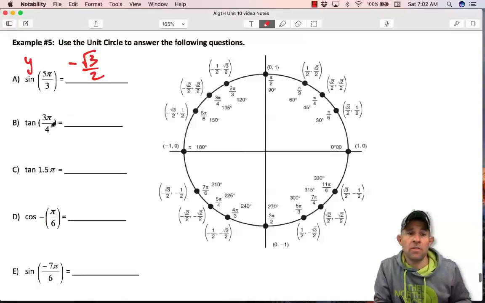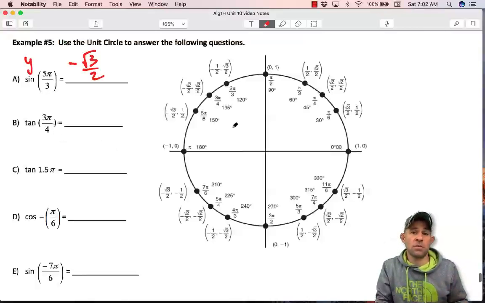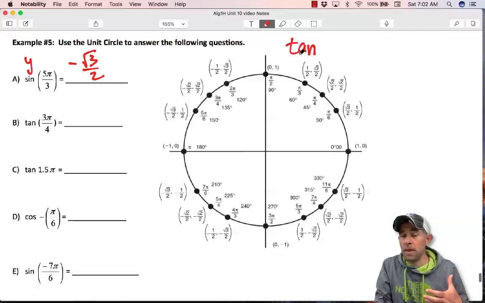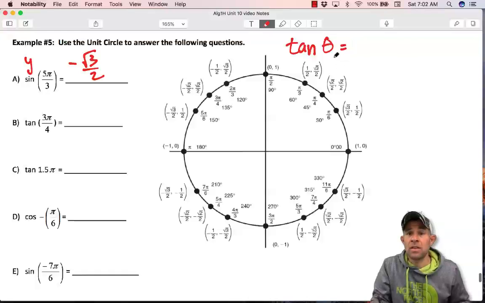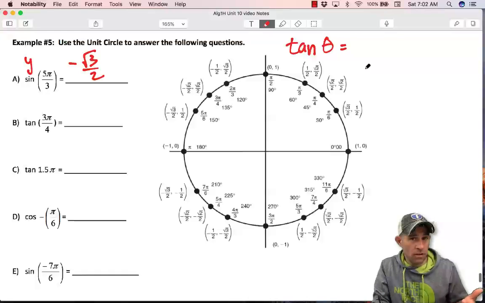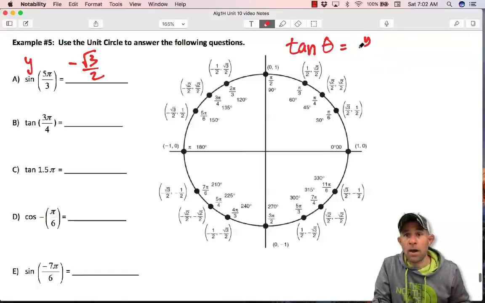Next is the tangent of 3 pi fourths. Now we haven't really talked much about tangent. We know that the cosine is the x-coordinate and the sine is the y-coordinate. Well, the tangent is actually the opposite over the adjacent, which will be my y over my x. Or in other words, it will be my sine theta over my cosine theta.